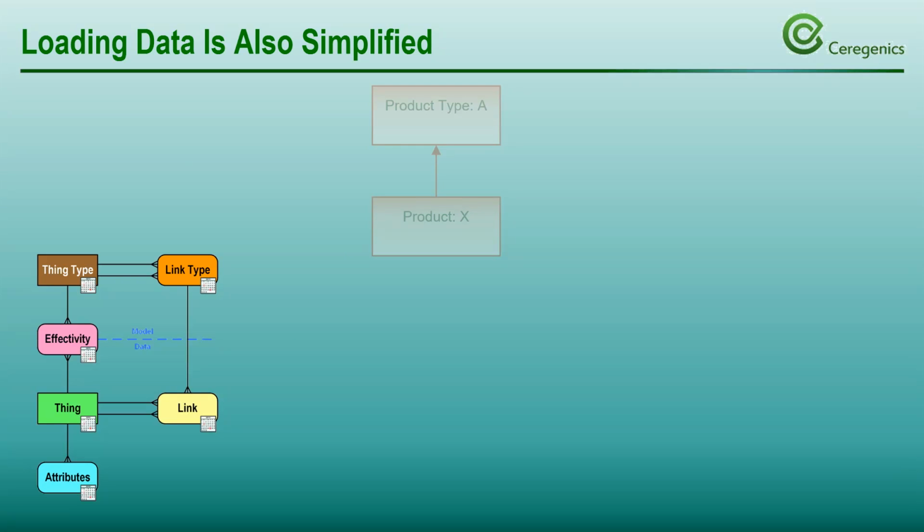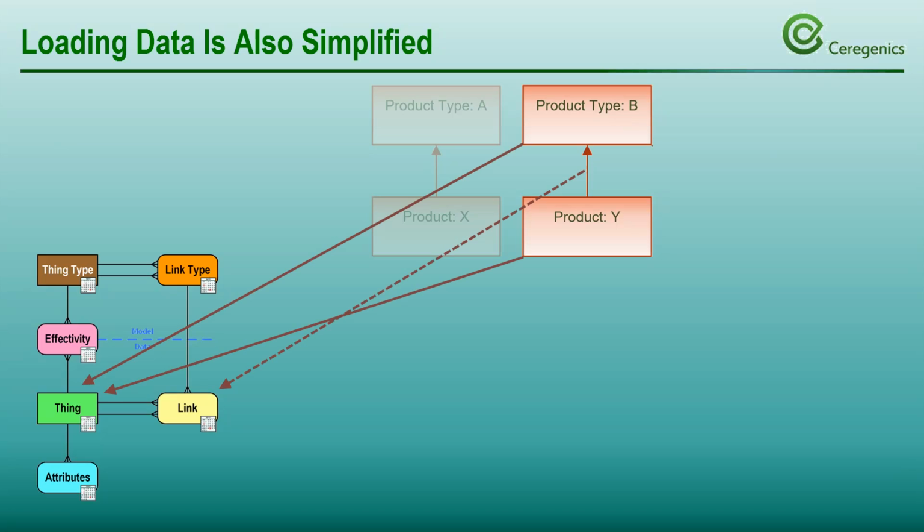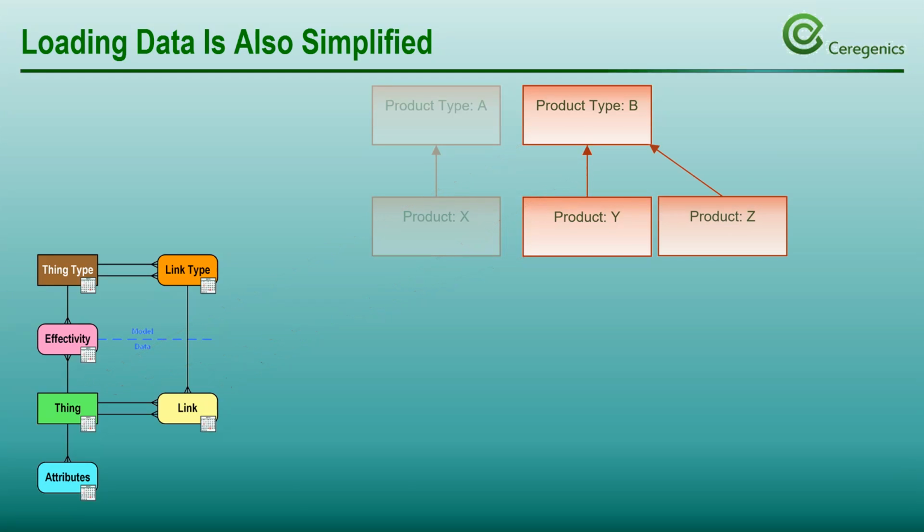When the ETL next encounters product type B and product Y, it will create a similar set of new records. Finally, when product Z appears and it is associated in the source to an existing product type B, only a new product record would be created. The ETL will associate it to the existing record for product type B.